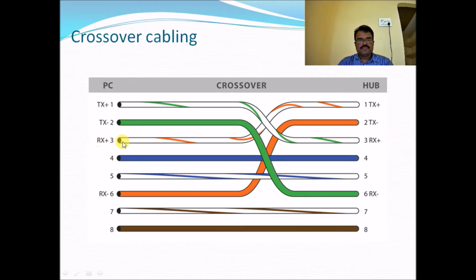And pin 3 and 6 at the PC end, these two pins, pin 3 and 6, receive the data from the hub's pin number 1, which is transmitting here, and pin number 2 is also transmitting respectively. So pin 3 to 1, pin 6 to 2, pin 1 to 3, and pin 2 to 6. Like that, we will connect both the ends with the twisted pair cable or Cat cable in crossover cabling connectivity.